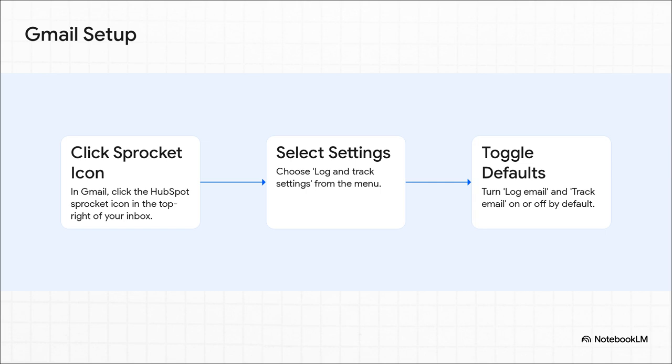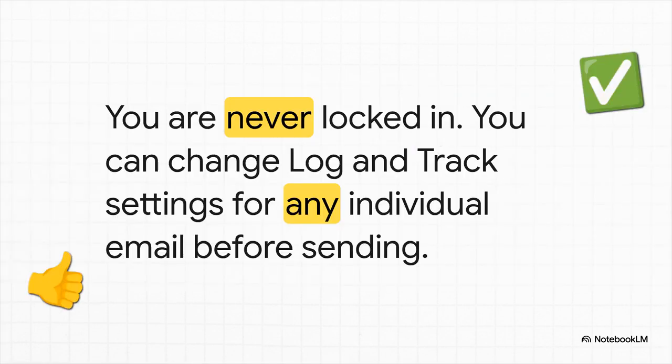Seriously, inside Gmail, just look for that little HubSpot sprocket icon. Give it a click, pick Log and Track Settings, and you'll see two simple little toggles. This is where you set your personal defaults, whether log email and track email are automatically switched on or off every single time you write a new message. And just remember, you are never locked in. These are just your defaults to save you a click or two. For every single email you write, you still have the final say with those log and track checkboxes right there next to the send button.